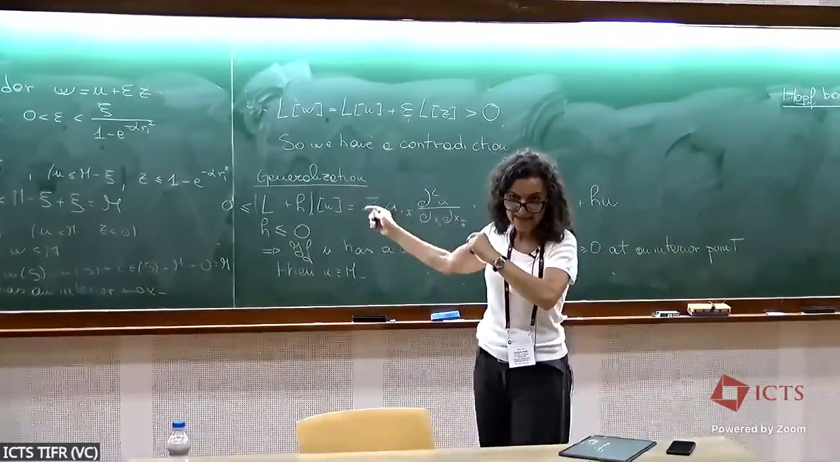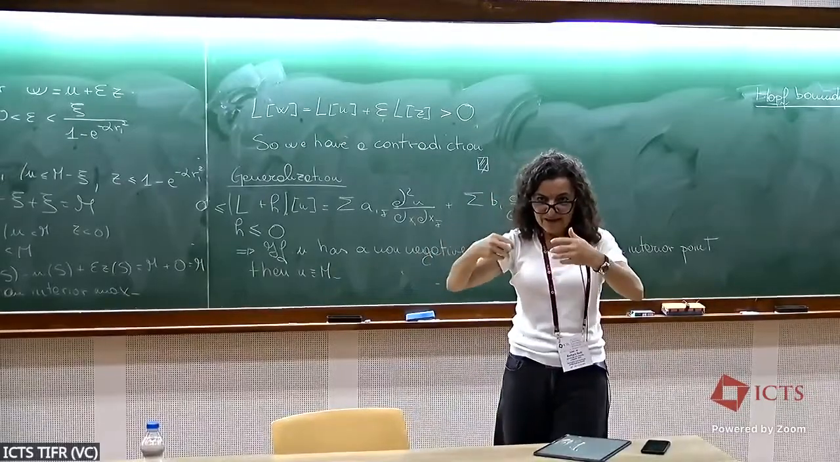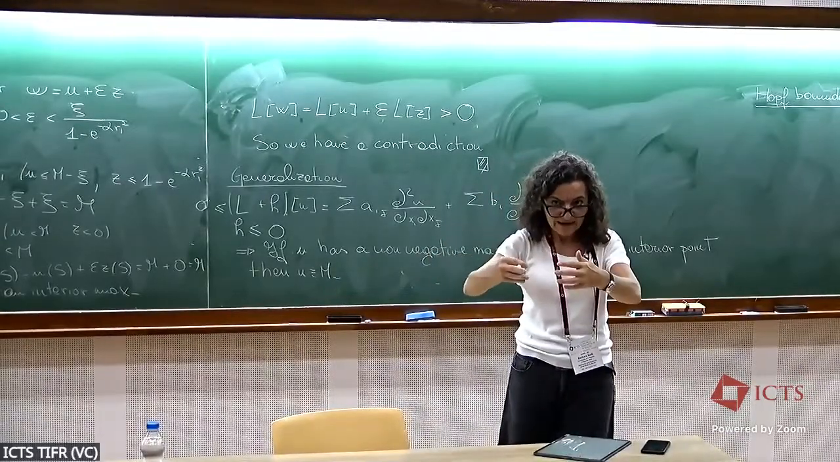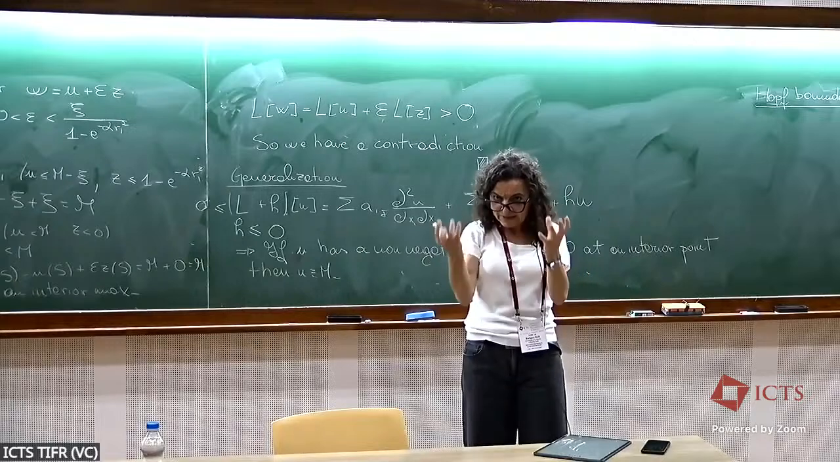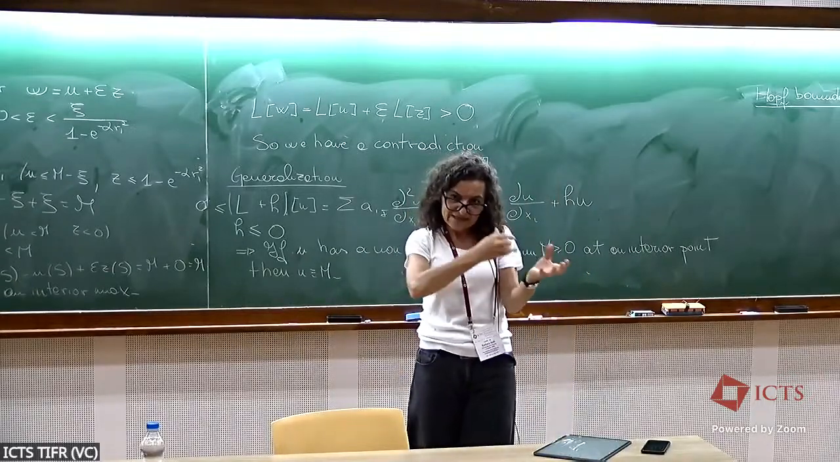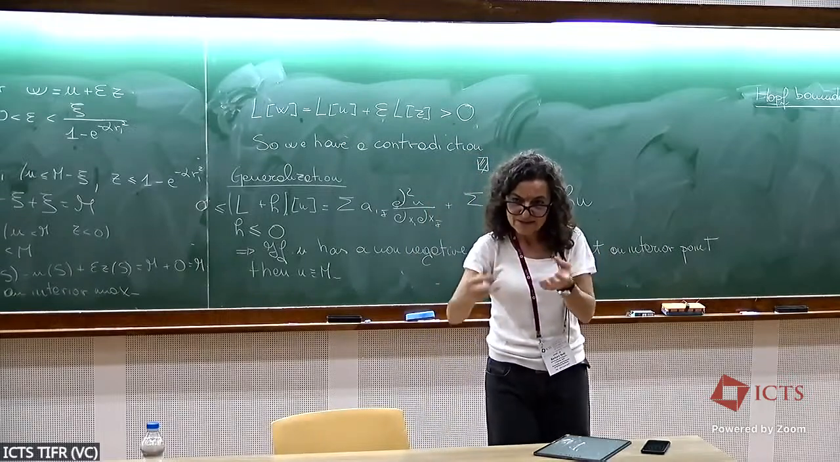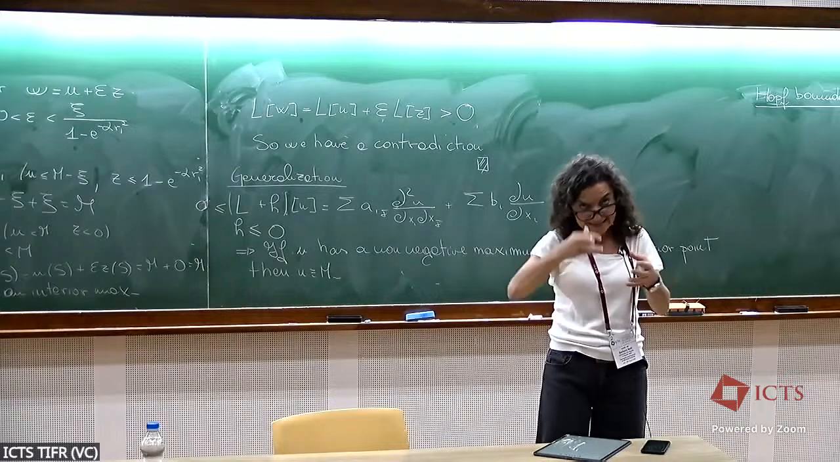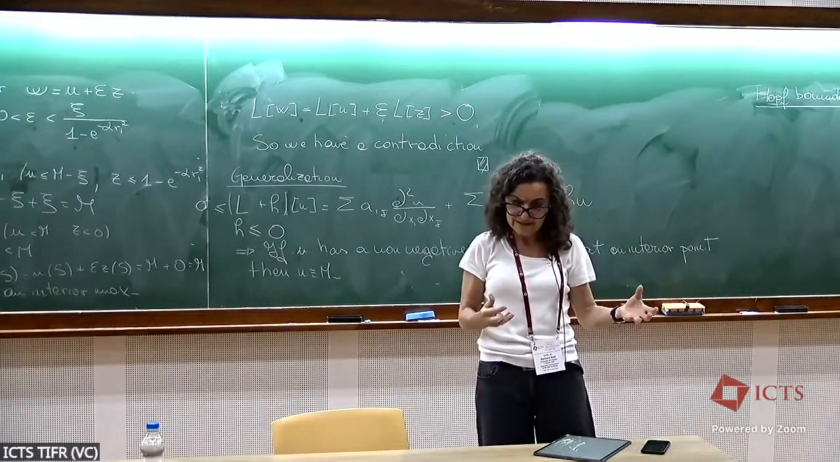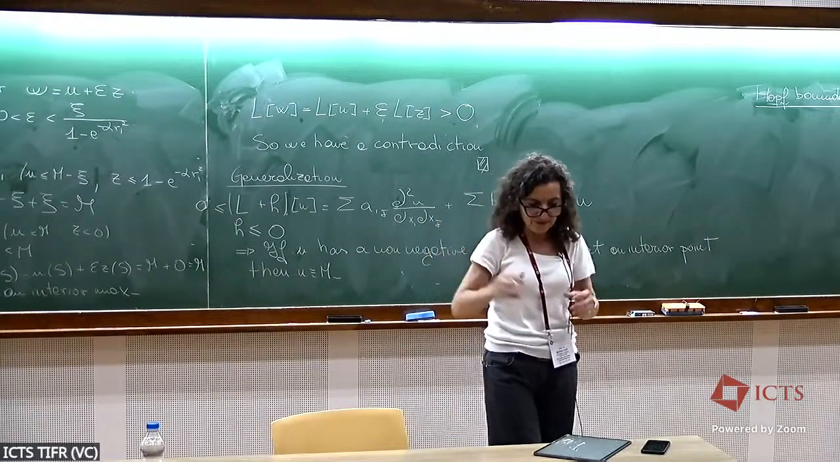Like in this case, if the operator L is larger or equal to 0, then the function cannot have an interior maximum. The same holds at the boundary. If the derivative is less or equal to 0, then the function cannot have a boundary maximum. I will state it correctly later.